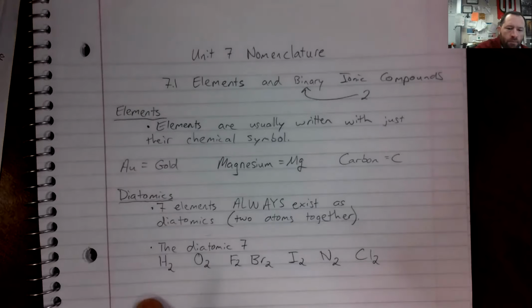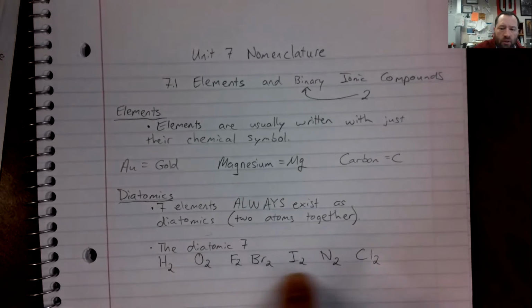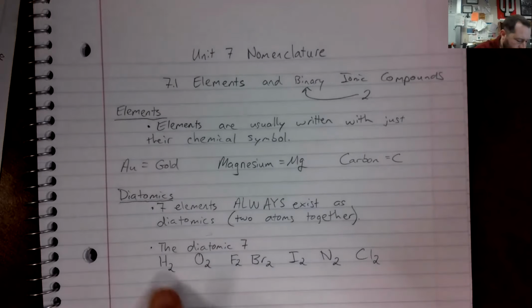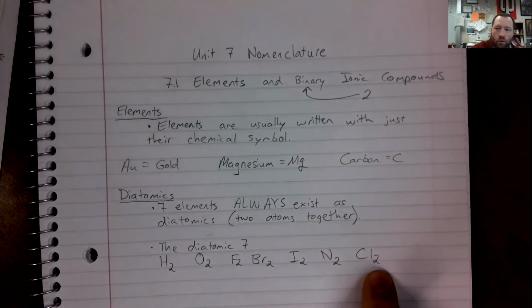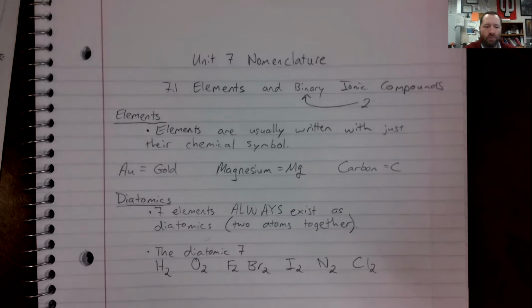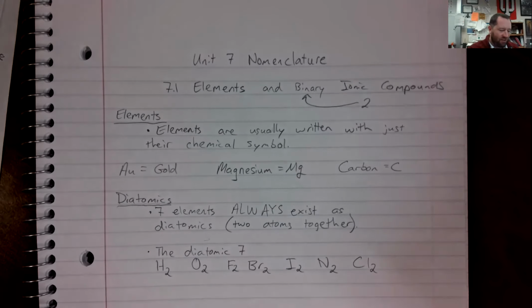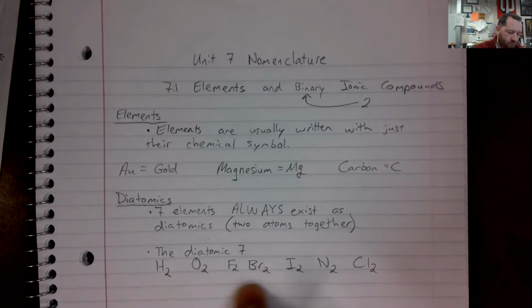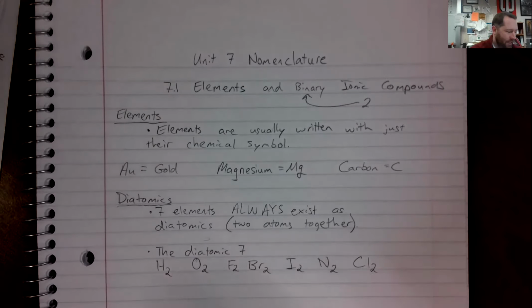Another way you can remember is with the name Hofbrinkel. And that's actually why I listed them out the way that I did, the order that I went in. Hofbrinkel. I've never actually heard that name ever before, other than with the diatomic 7, but I can always think of Hofbrinkel. And if it's one of the letters in that name, it's a diatomic.